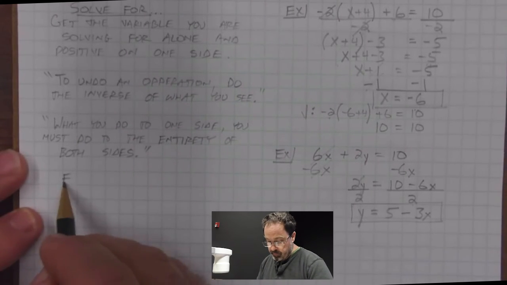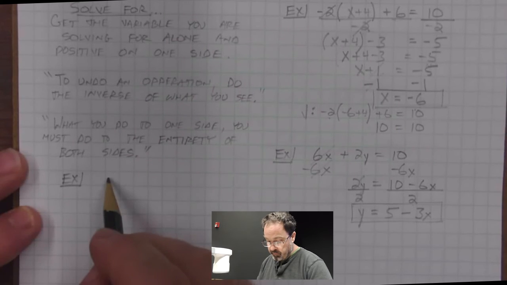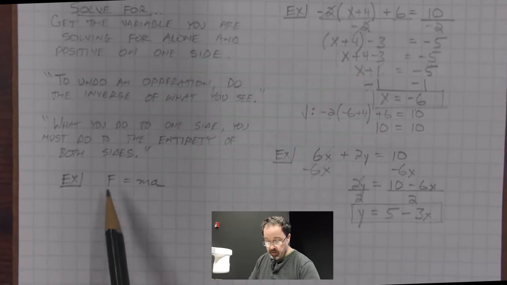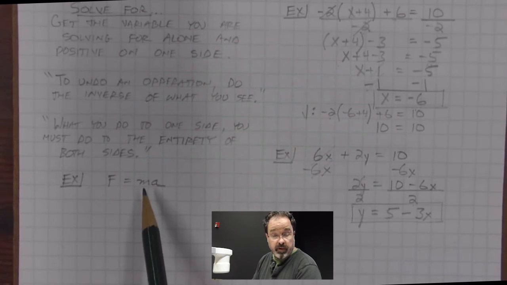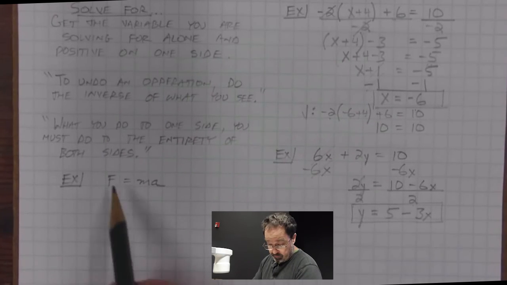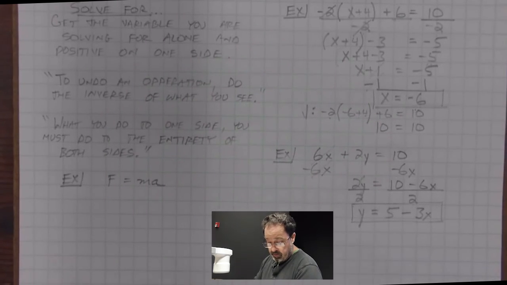Let's have one more example. In this case, we have a familiar formula from physics, F equals ma. Force is equal to mass times acceleration. This is all variables. It's also already solved for F. F is alone and positive on one side. And this form of this equation is very useful.